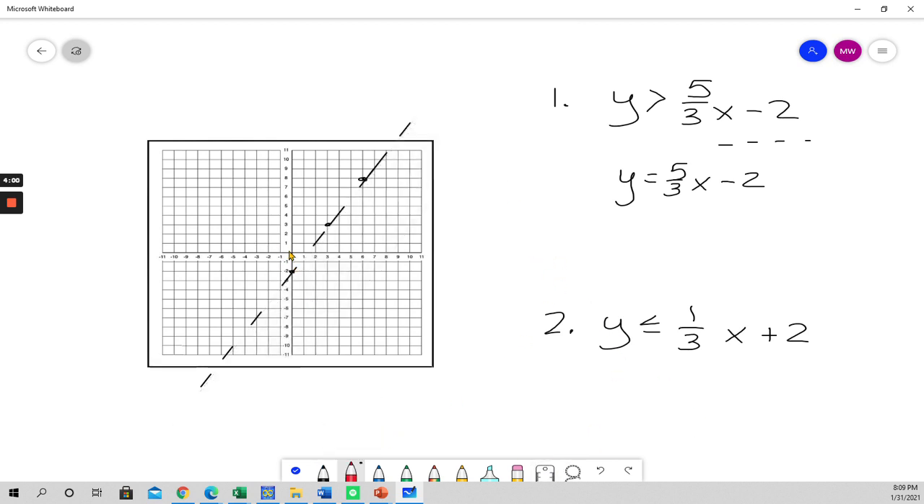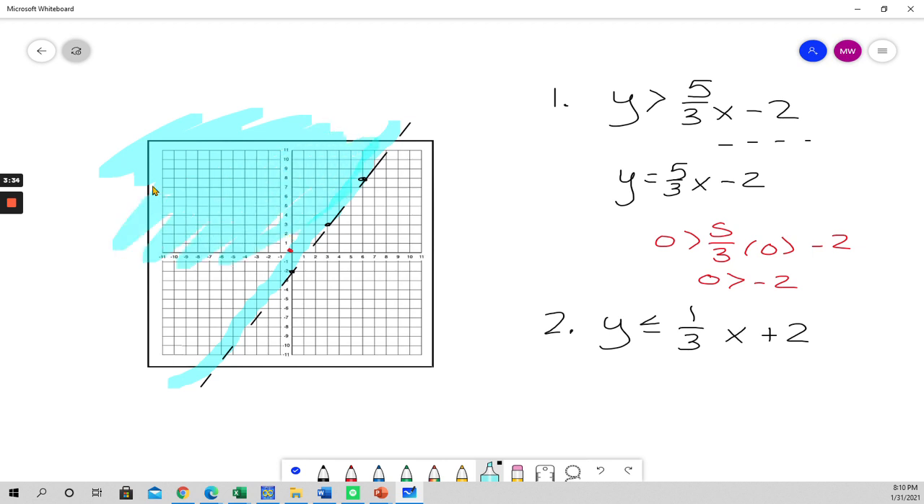Zero, 0 does not fall on my line, so I'm going to use it to decide which side of the graph I shade. So is 0 greater than 5/3 times 0 minus 2? Is 0 greater than -2? Yes, it is. So I shade the region of the graph that contains 0, 0. So that would be everything on this side of my graph.